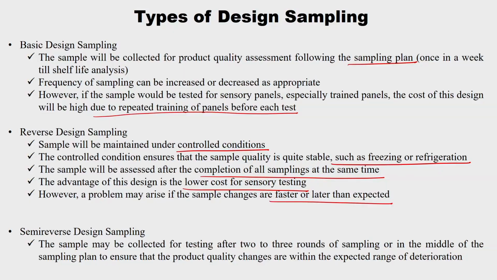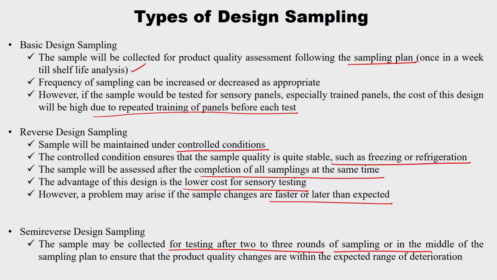The third one is semi-reverse design sampling. By the name itself we can know that both basic design as well as reverse design will be applied at the same time. For example, we go once in a week till shelf life analysis, so I will have the first 2 to 3 rounds of samples, or a test in the middle of the sampling plan, to ensure the product quality changes within the expected range of deterioration. So, I will use both the techniques.